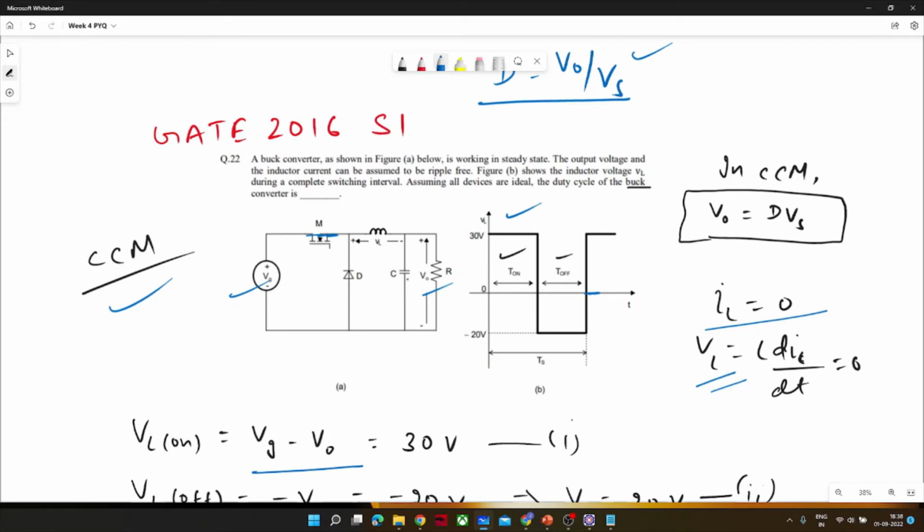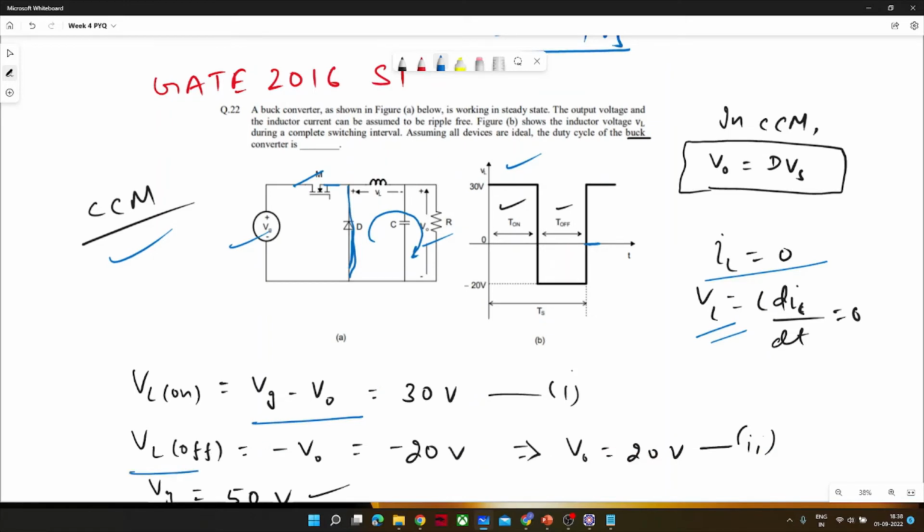Now during off time, this switch is off. It means the diode would be on. So VL would be minus V naught if you apply KVL. I did that here: VL is equal to minus V naught, and from the waveform you can observe it is minus 20 volt. So V naught comes out to be 20 volt.